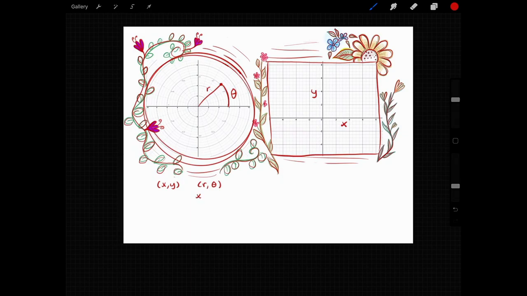If you know the Cartesian coordinates, you can find the polar coordinates by using the Pythagorean theorem for r and finding the angle with arctan. The positive radius is on the positive x-axis and vice versa.